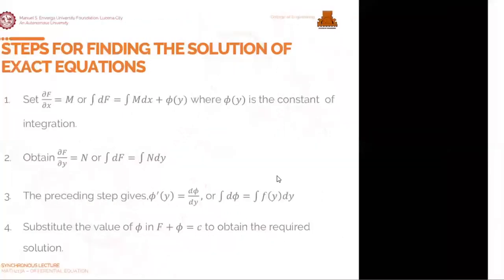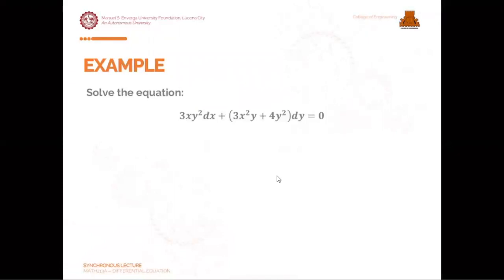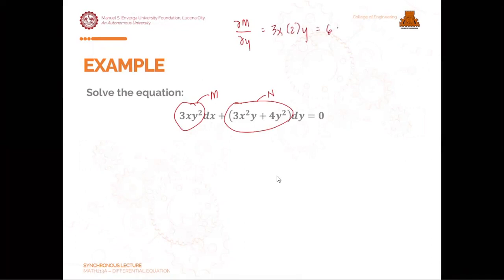So, let's say meron tayo dito, solve the equation daw of 3xy squared dx plus 3x squared y plus 4y squared dy is equals to 0. So, first thing lagi is to test for exactness natin. So, 3xy squared, since nasa dx yan, yung m natin. Then, itong kasunod is ito yung n natin. Okay? So, yung partial of m with respect to partial of y will be, 3x is constant times 2, then y. Okay? So, ito is 6xy.